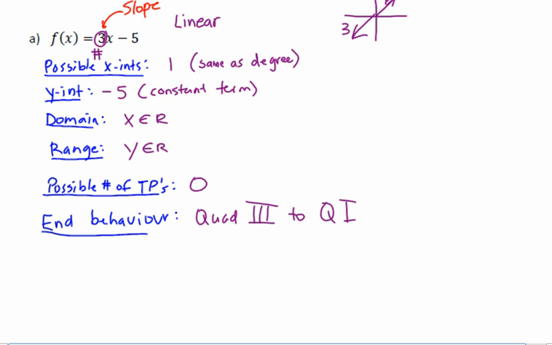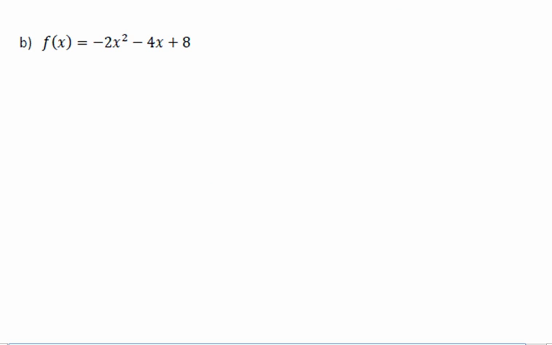Okay, next one. So let's write this list again. I'll write it again too. Okay, possible number of x-intercepts. How did you know that? The degree is 2, and so there's 2 possible. Okay, what's next on our list? The y-intercept. What is the y-intercept? 8, it's the constant. So that's our y-intercept.